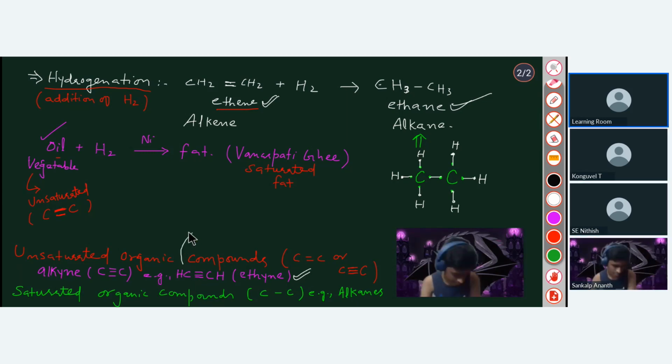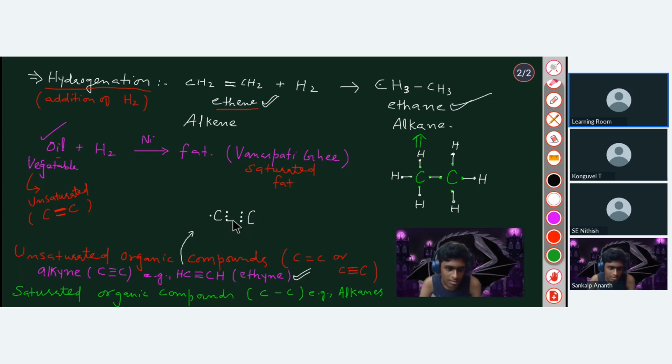I will tell you. For example, this one is your ethine. I will draw the structure of this ethine. How many valence electrons does it have? Carbon has 4 valence electrons, right? Carbon has four valence electrons.